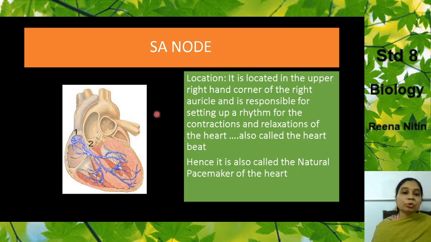Next, we move on to this picture where I am trying to show you where exactly this SA node is. As I told you, it is at the right hand corner of the right auricle, and it is responsible for setting the rhythm of the heartbeat.